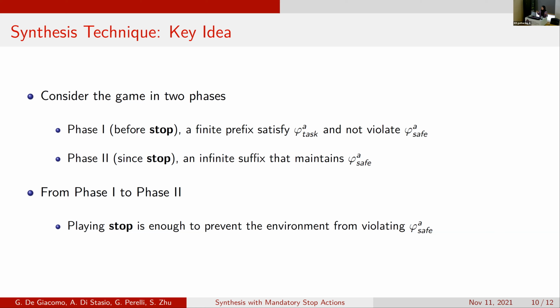And now we have a finite prefix that satisfies the task and does not violate the agent safety. And phase two starts from the first moment of playing the stop action. Now we have an infinite suffix that only has to maintain the agent safety. And the agent needs to make sure that when going from phase one to phase two, playing the stop action in phase two is enough to prevent the environment from violating the agent safety.